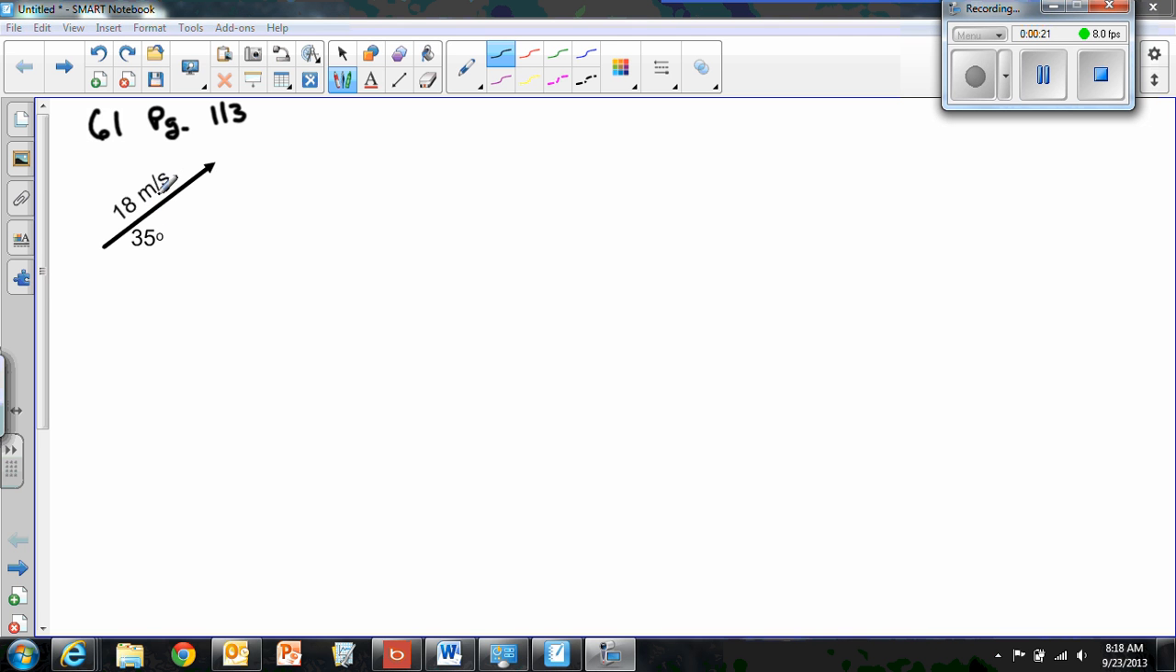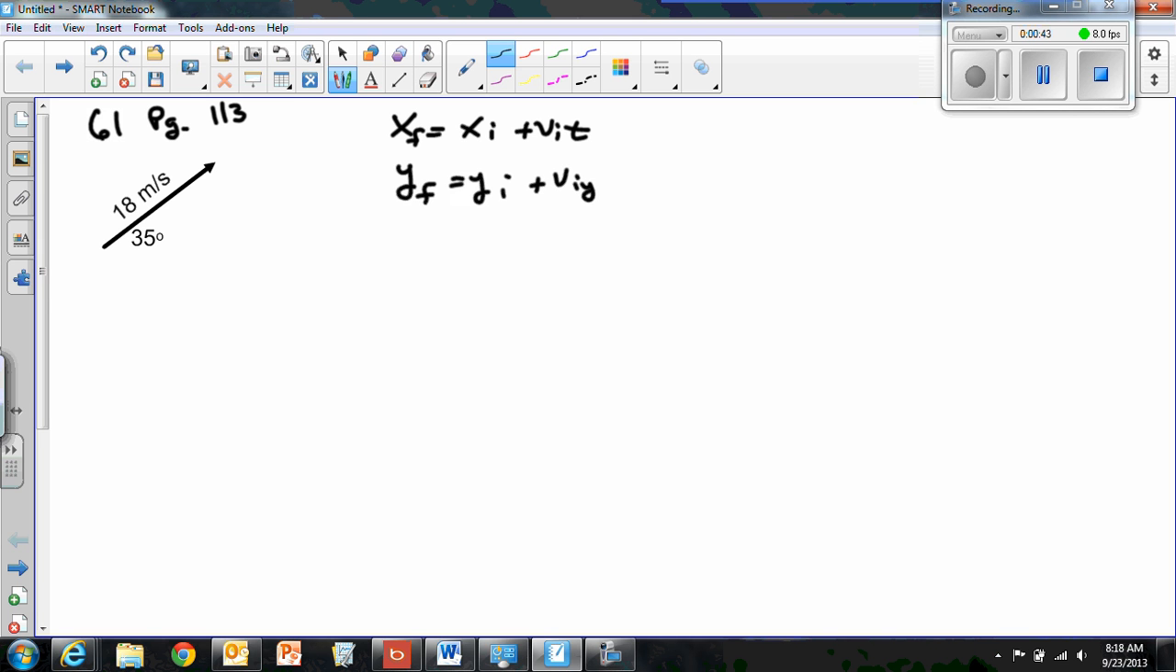This 18 we never use in our equations. Remember, we have 2 equations. X final equals X initial plus V initial times T. That's our everything X. Everything Y up and down is Y final equals Y initial plus V initial. And I should put Y here. I should put X up here because only X velocities go with this, only Y velocities go with this. 18 is a 2-dimensional velocity, so that's the reason we can't use it in these equations. We have to find an X and a Y component. Plus 1/2 GT squared.